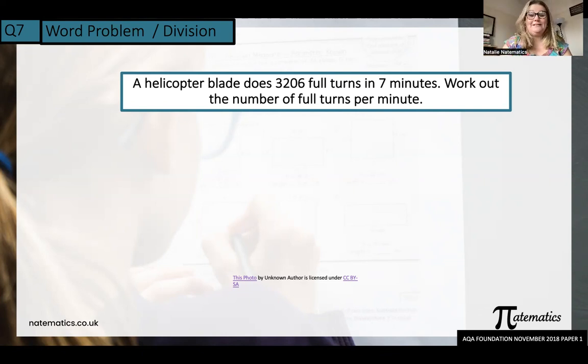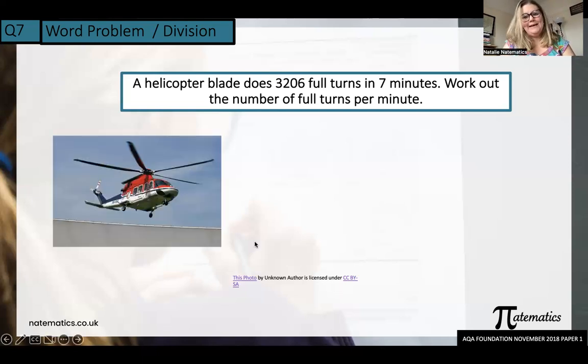So I'm going to use a real life example from an exam paper. A helicopter blade does 3,206 full turns in 7 minutes. Work out the number of full turns per minute. Now, I'm not going to go through how we can work out what we need to do, because I've already told you it's a division, okay? So what we're doing is splitting that 3,206, which is for 7 minutes, and we're going to say for each minute what happens. So we're going to split it by minutes.